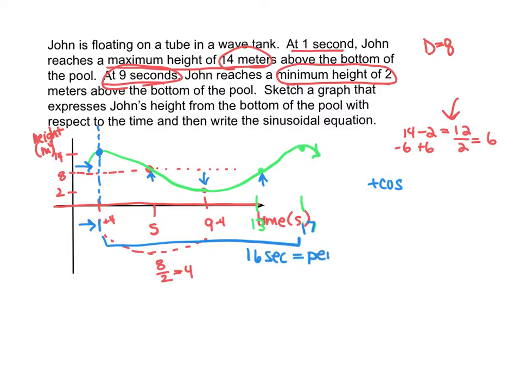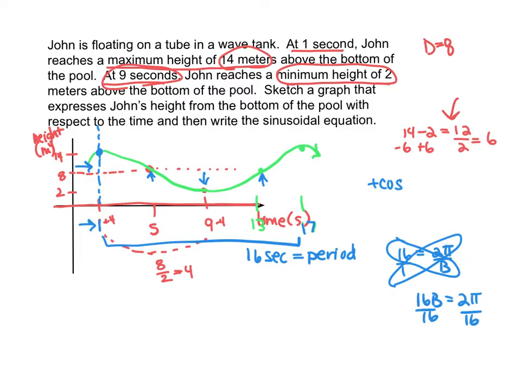This right here is my period, in which I've completed 1 full cycle. So I can take 16 and set that equal to 2 pi divided by b, just like I did before, and cross multiply, set them equal to each other, solve for b, and when I do and reduce my fraction, I get pi over 8. So I have my b value, I have my d value.